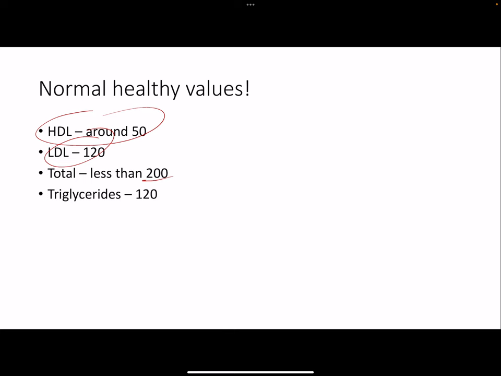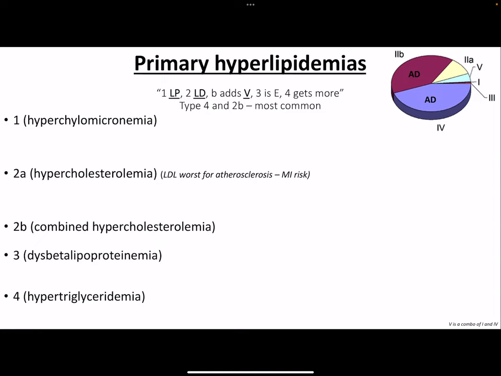Triglycerides, 120. Now, sometimes we call this dysbeta, but I would just think of this as primary hyperlipidemia. So these are genetic diseases; primary means genetic. We'll see secondary in a second, you know, you're just eating too many brownies. But genetic diseases lead to too many lipoproteins in the blood. So there's this nice saying: 1 LP, 2 LD, B adds V, 3 is E, 4 gets more.